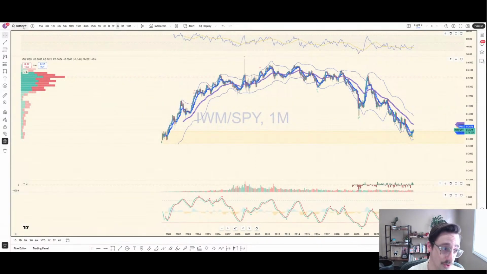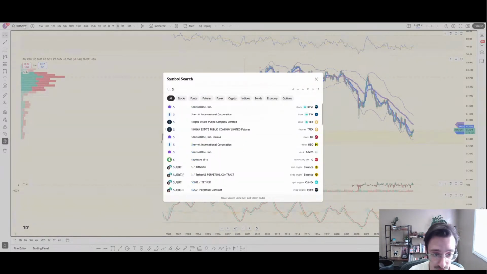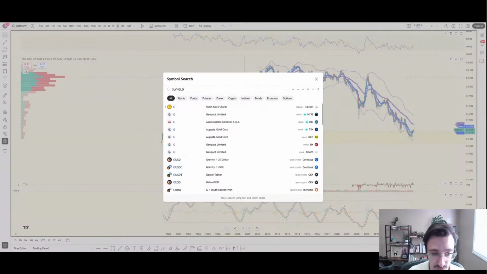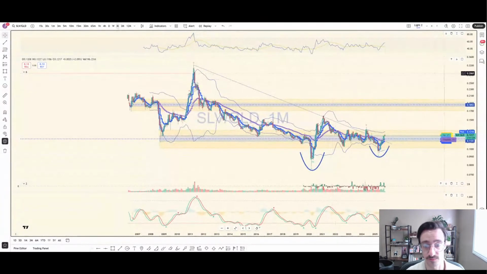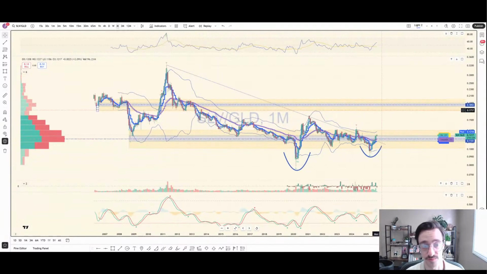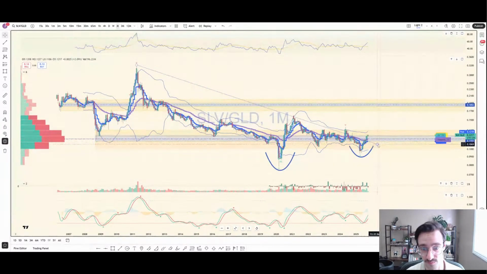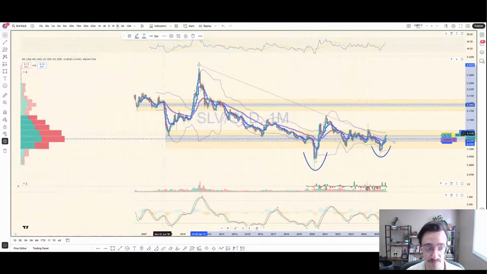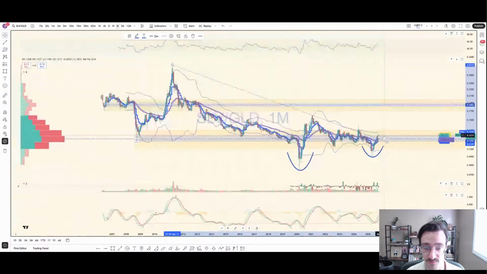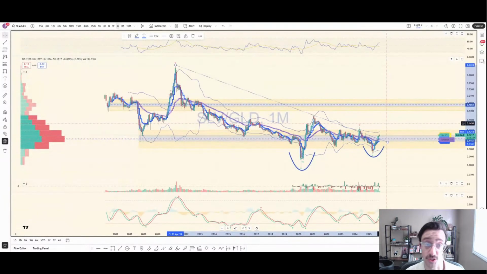Other ratio charts I wanted to show you because we were talking silver and gold. Look at this one, silver versus gold. It's a pretty chart. The monthly breakout from all-time high downtrend line, clean double bottom, major volume shelf now being reclaimed. It's a beautiful chart, isn't it?